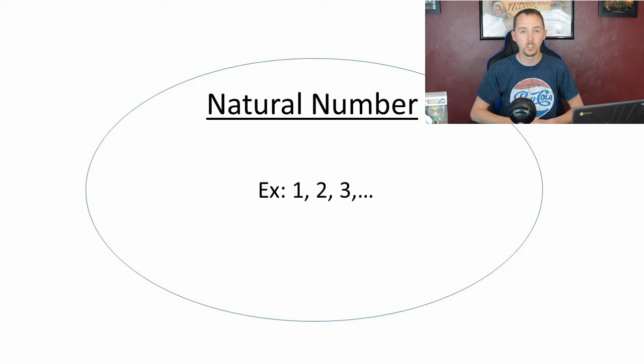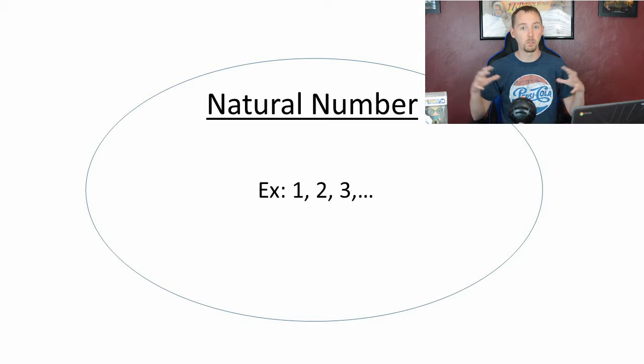So, as you can see here, the smallest category of real numbers are what are called natural numbers, or what is commonly referred to as counting numbers. These are numbers that you can quite honestly count on your hand. You can count 1, 2, 3, 4, 5, and so on.